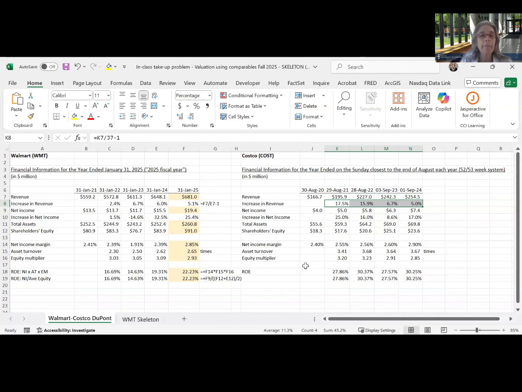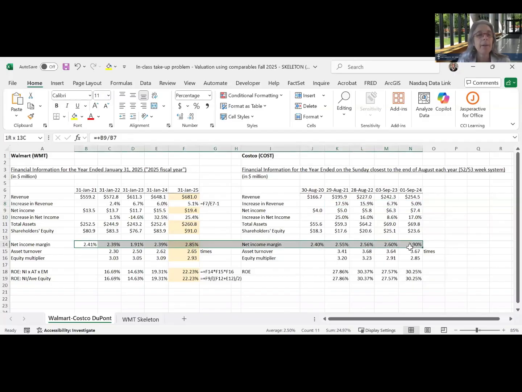Then if we look at net income, it's much better to look at it as a ratio, the net income margin over here. Net income margin tells us how much profit we are making on every dollar of sales or revenue. And we can see that Walmart's net income margin for 2025 is the highest that it's been for the last 5 years.